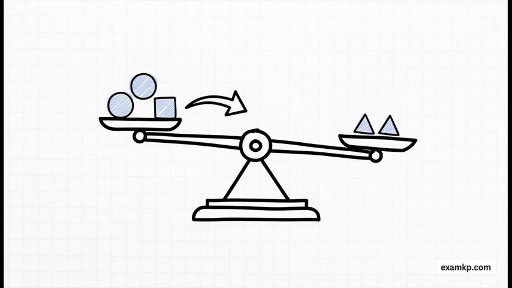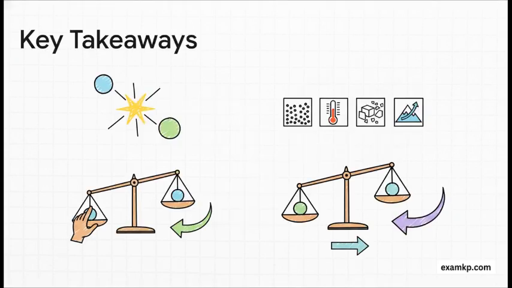So let's wrap this up. What are the absolute essentials? Reaction speed is all about successful collisions. We can control it with concentration, temperature, surface area, and catalysts. Equilibrium isn't a dead stop. It's a dynamic, active balance. And Le Chatelier's principle is your secret weapon for predicting how that balance will change.